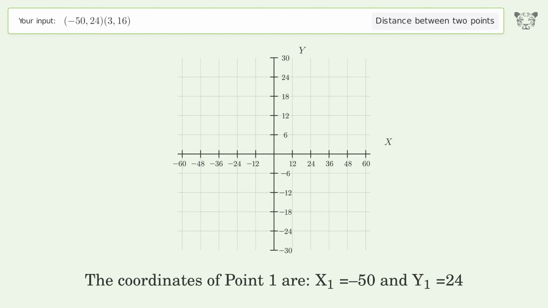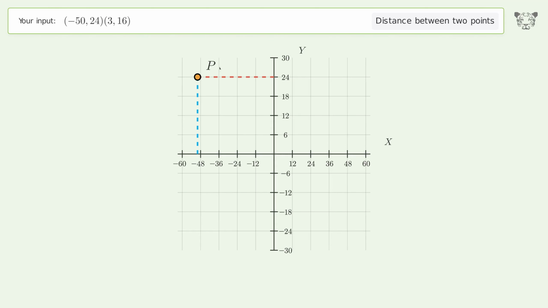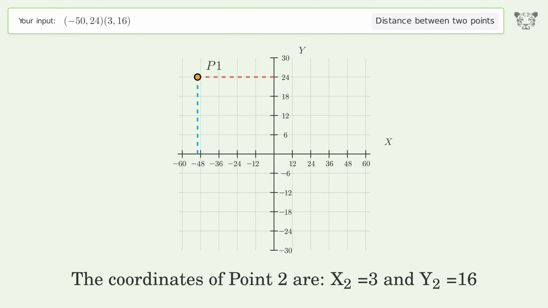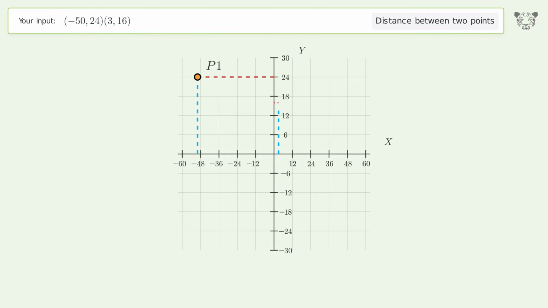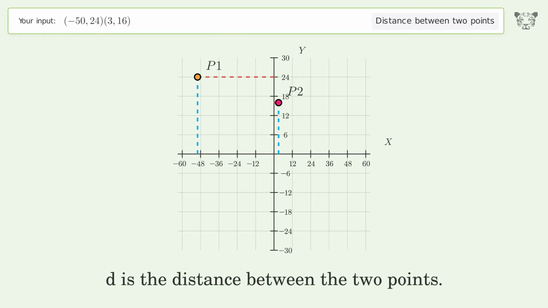The coordinates of point 1 are x1 equals -50 and y1 equals 24. The coordinates of point 2 are x2 equals 3 and y2 equals 16. D is the distance between the 2 points.